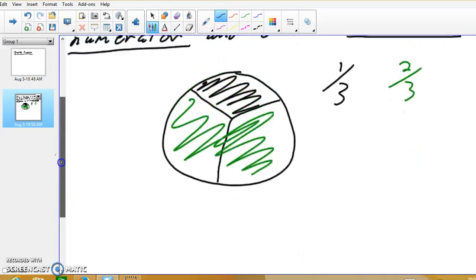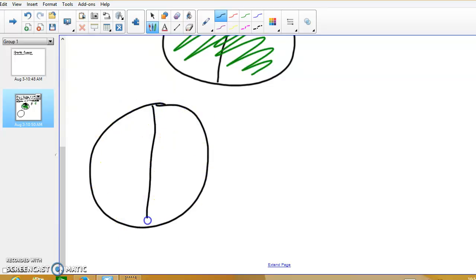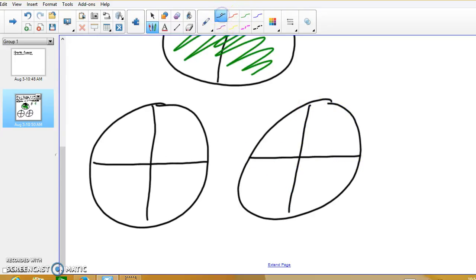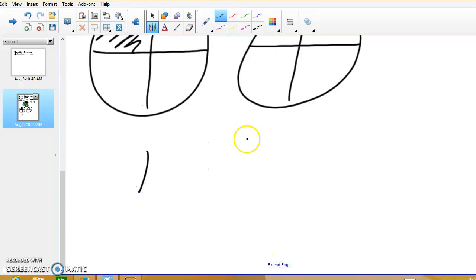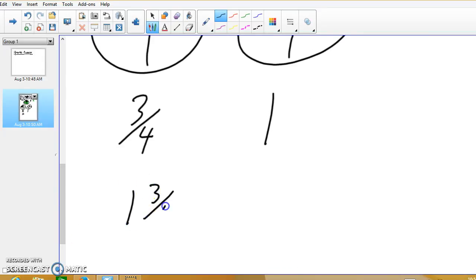Now, we can also see this as mixed fractions. Say we have 2 pizzas split into 4 slices. And again, let's say we eat 1 slice. Well, what we have left is the other way around. We have 3/4 of a pizza left, and we have 1 whole pizza left. So this can be written as a mixed fraction as 1 3/4.